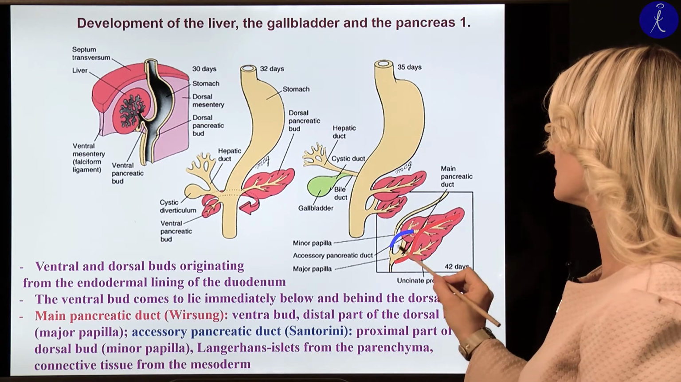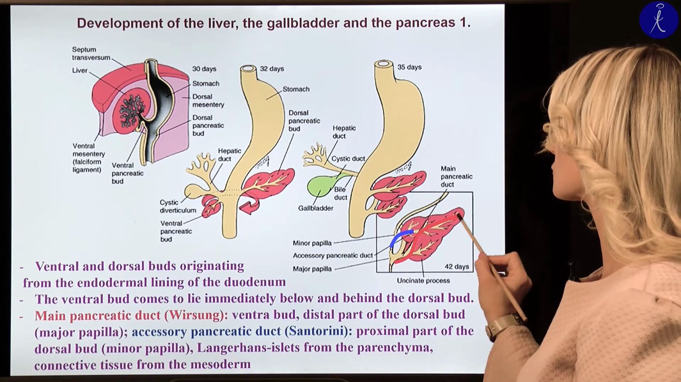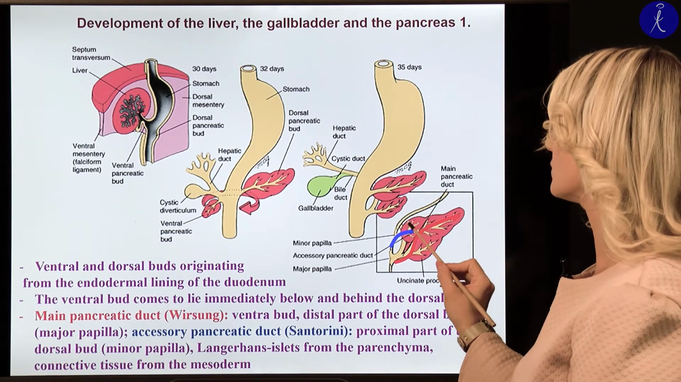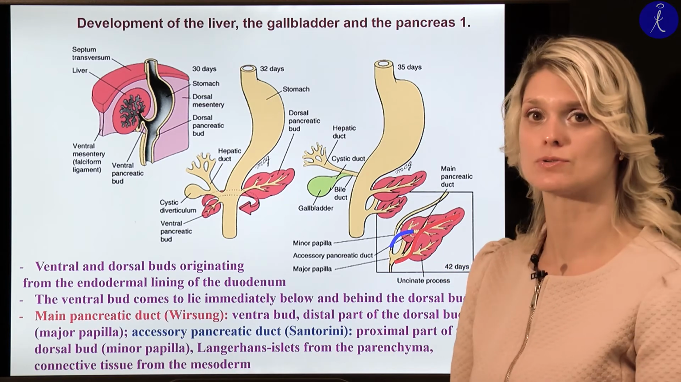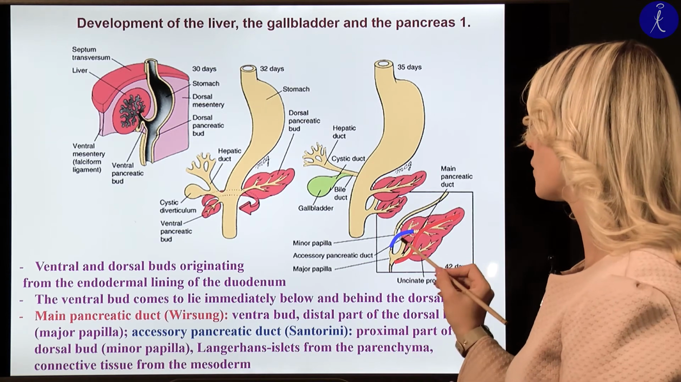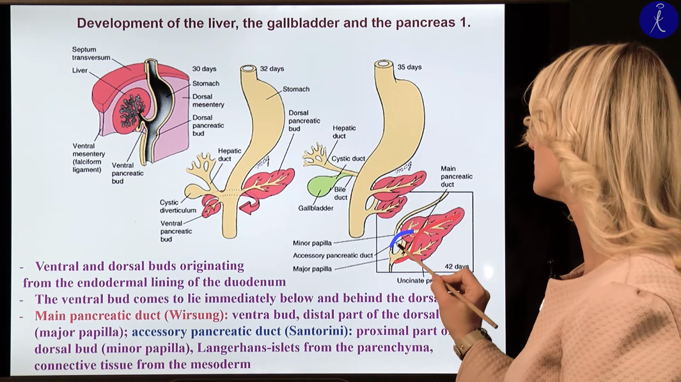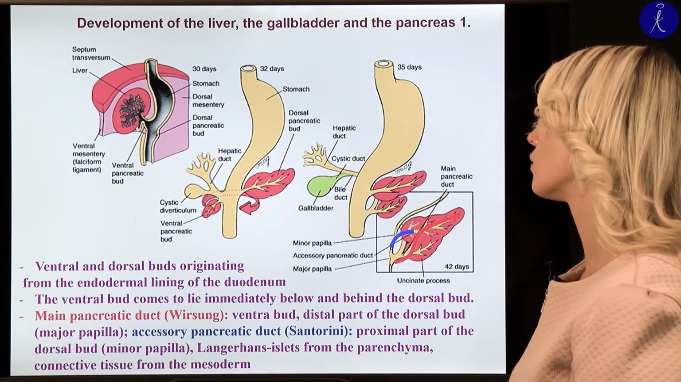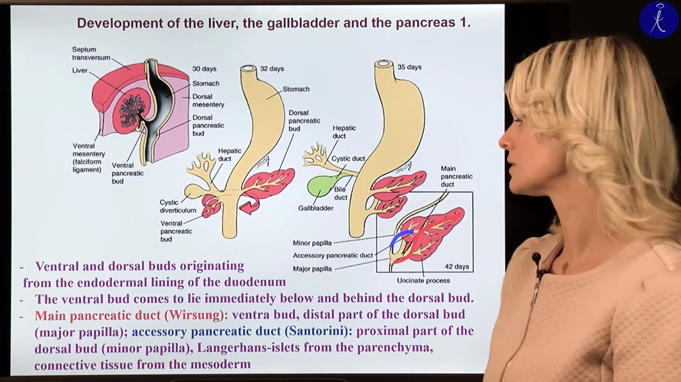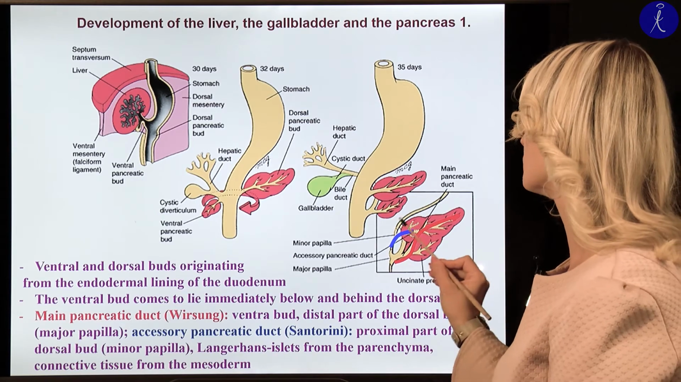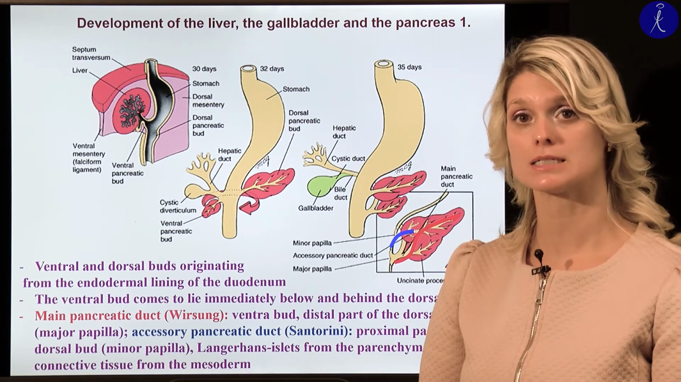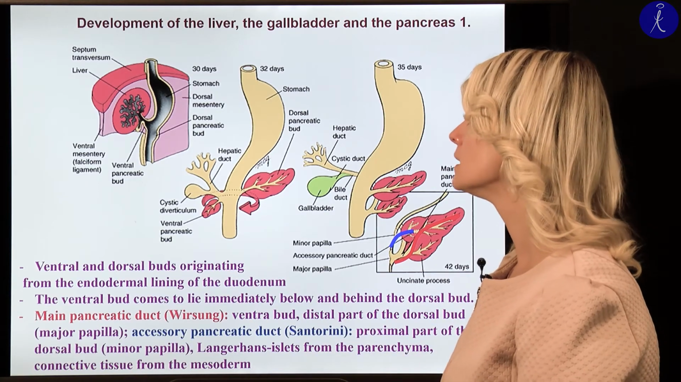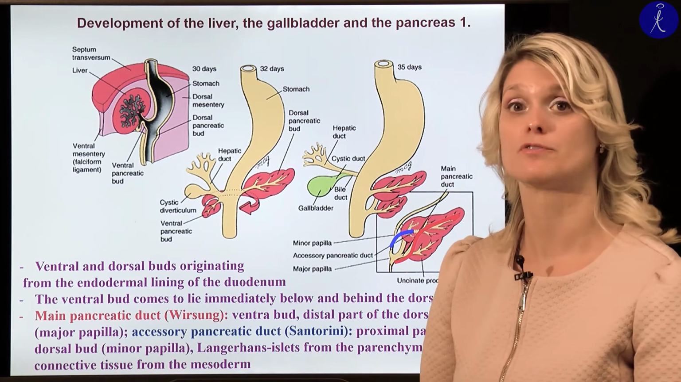It will develop from the ventral bud and from the distal part of the dorsal bud. We have another duct, which is called the accessory duct of the pancreas. It will open to the minor papilla and develops from the proximal part of the dorsal bud. Of course, we have to mention the endocrine part of the pancreas, the islets of Langerhans. They will originate also from the parenchyma, but the connective tissue is from the mesoderm.